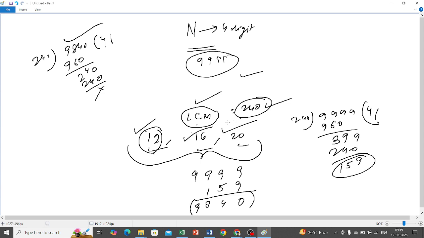Do you understand? So 9840 is the largest 4-digit number which is divisible by 12, 16 and 20. So I didn't have to divide individually with 12, 16 and 20 and find out the 4-digit number. What I did, I found out the LCM and divided 9840 by that LCM. Understood? Please tell me. Yes, sir. This is the reason why I call the LCM the leader.